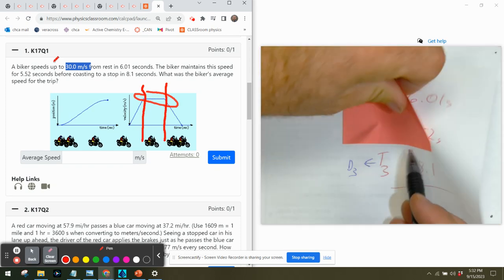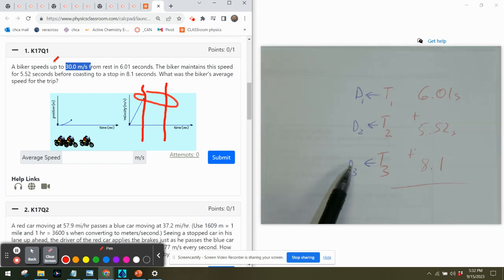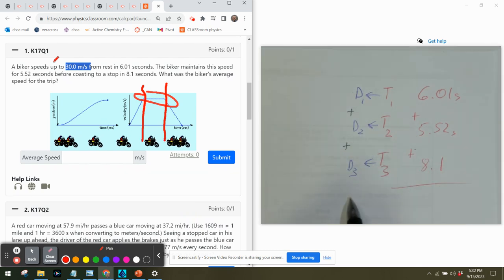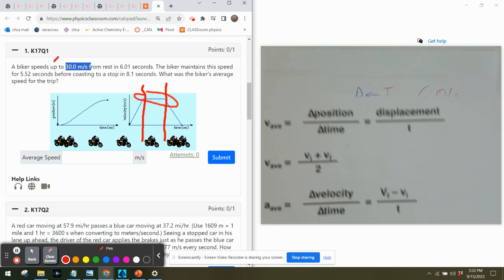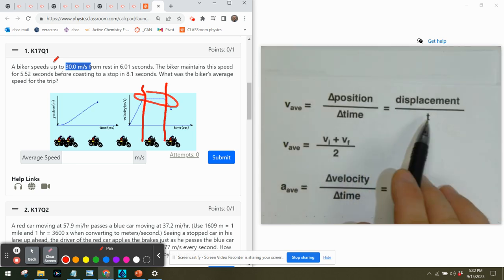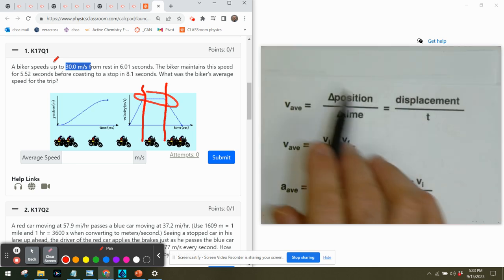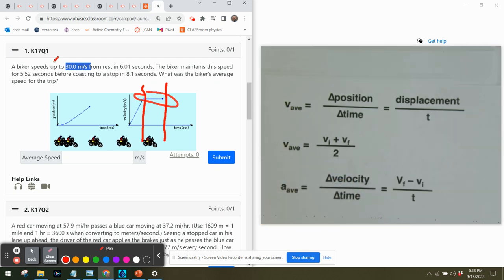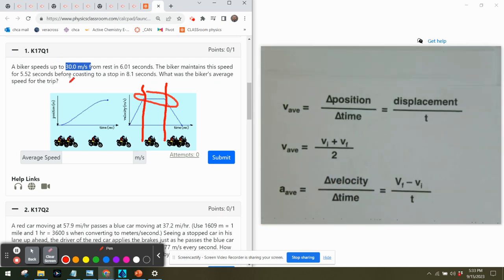And once you solve for those three distances, then it's going to be as simple as adding those three distances together, and then those three together would be your total displacement. That would go into this equation here for displacement, divided by your total time that you added up, and that would give you your average velocity or average speed for the trip.